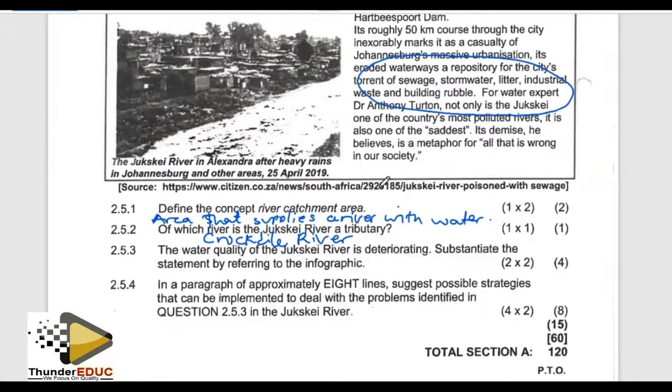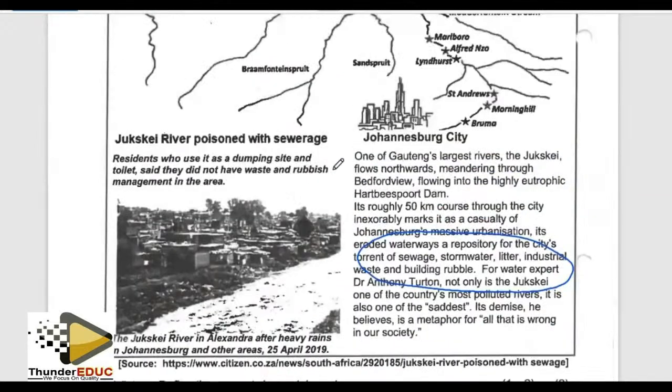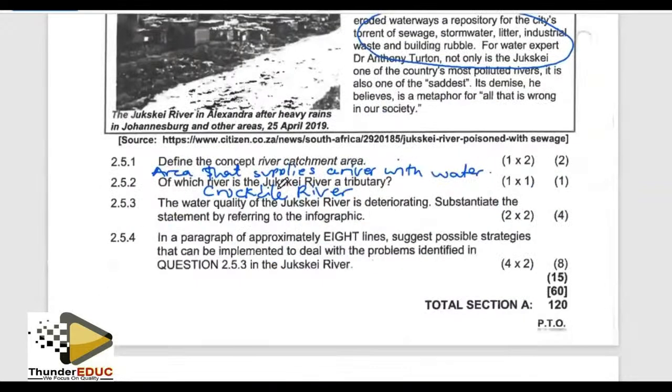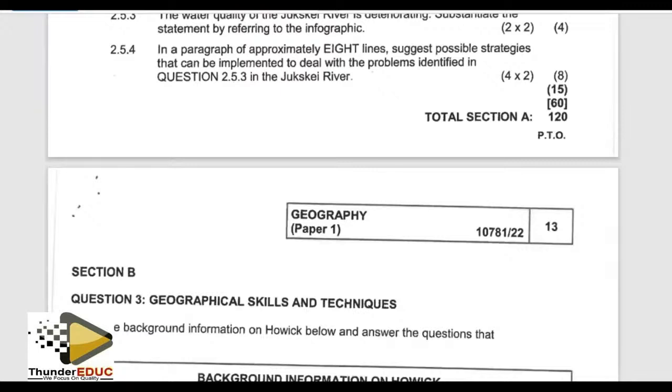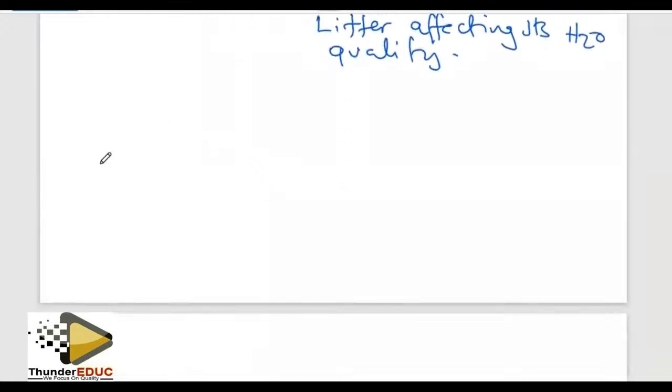Okay. So among other factors, let's try to check if there are some other points here. So in a paragraph, 2.5.4, in a paragraph of 8 lines, suggest possible strategies that can be implemented to deal with the problems identified in question 2.5.3. What can be done?